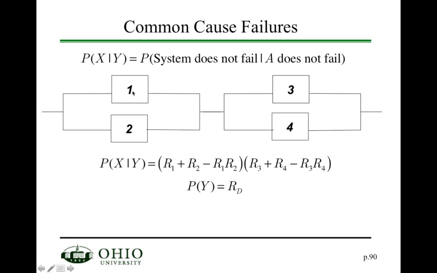It becomes that 1 is in parallel to 2 and 3 is in parallel to 4. So first you replace this system by 1 parallel to 2, then you replace this system by 3 parallel to 4, and then you say this system is in series to this system. And you're going to get this expression for the probability that X happens given Y. So the probability that the system does not fail given that A does not fail. Yeah, the reliability.